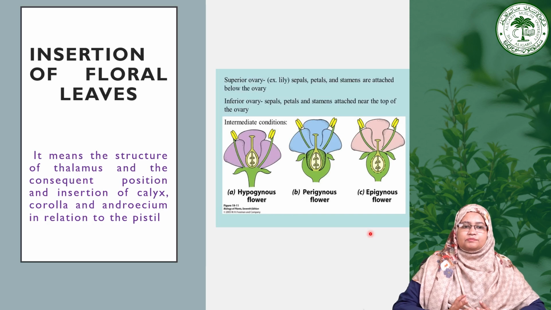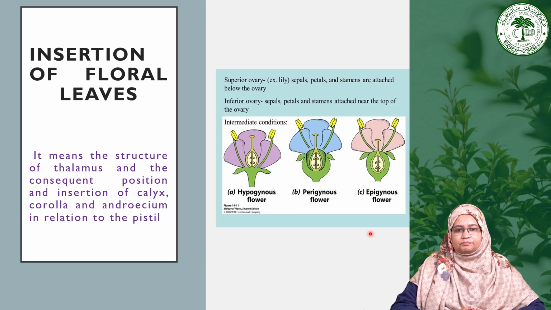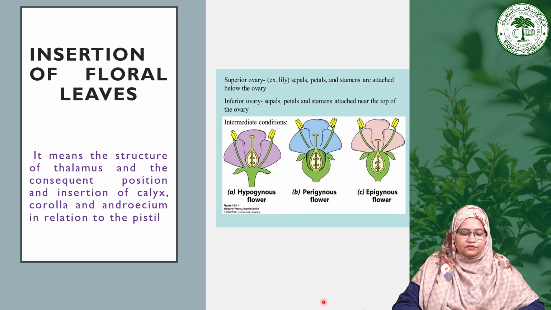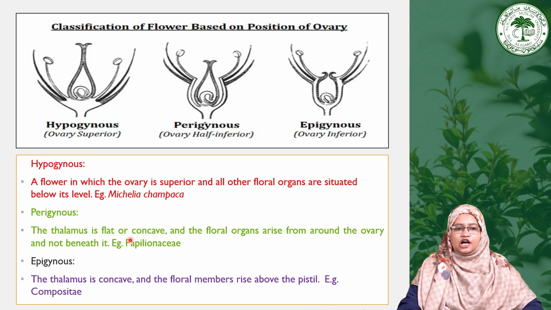And if we look at the insertion of the floral leaves relative to the ovary position, it may be of three types: hypogynous, perigynous or epigynous, depending upon the position of the ovary. As you can see here, in the hypogynous flower the ovary is superior because all the floral parts arise from the base of the ovary, as in Michelia champaca. In the second case, the ovary is half inferior, in which all the floral parts are attached around the middle of the ovary. So the perigynous flower, also called half inferior, is present in the family Papilionaceae.